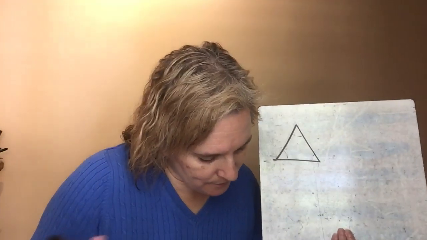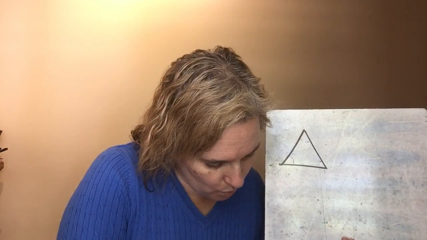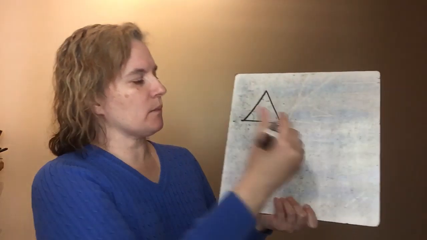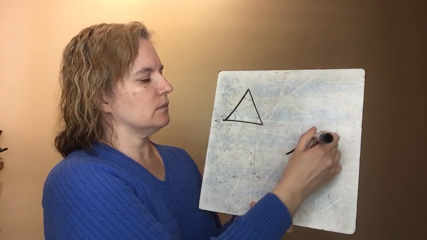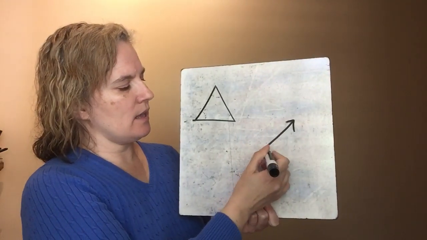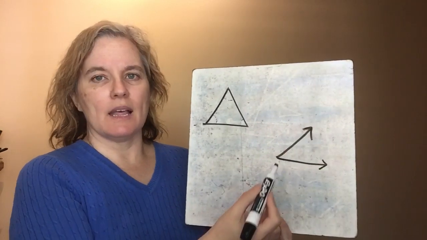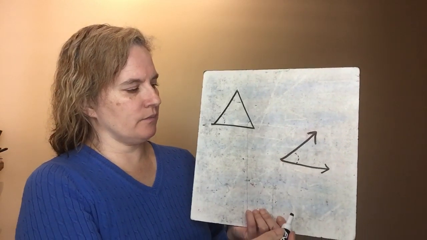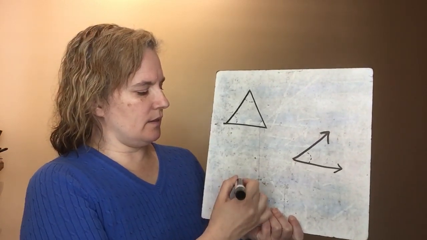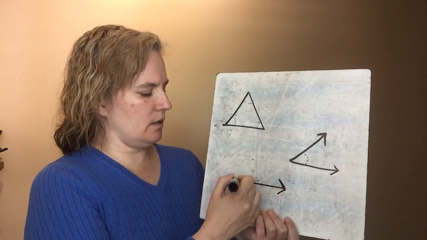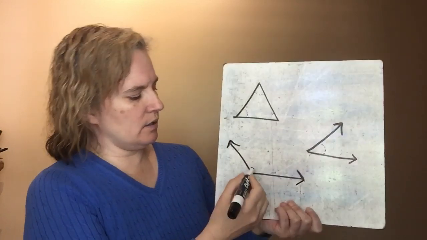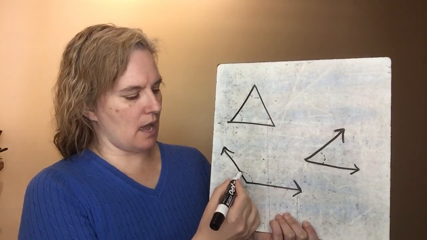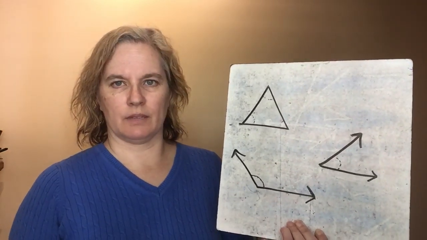Angles are made, and you can see this on number 1. Angles are two rays that share a common end point. So that ray's going this way, that ray's going this way. They end right here. This is their angle. This ray is going here. This ray is going here. They meet right here. This is their angle. Okay?